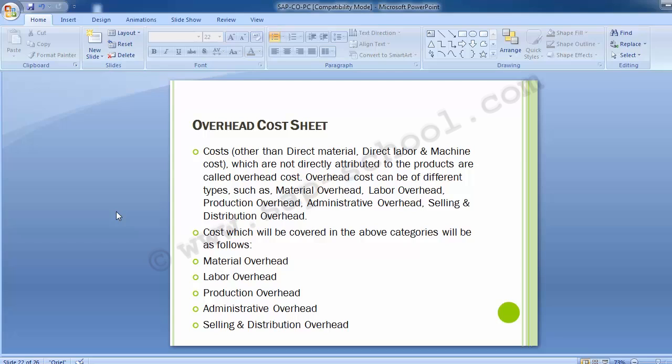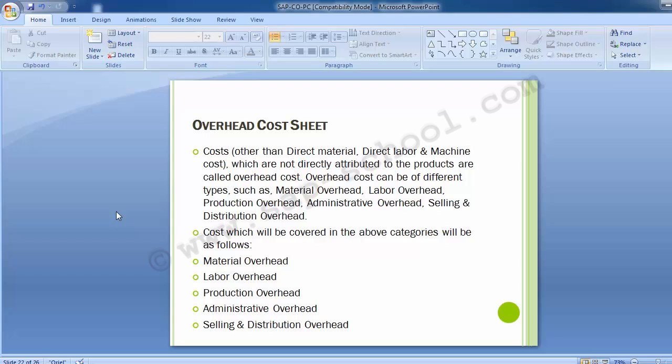That is material overhead. In material overhead, the cost of all the indirect material which will not be captured through the BOM will be taken up in the material overhead part. Whereas in the labor overhead, the cost of all the indirect labor which will not be covered from the routing will be taken in the labor overhead part. Production overhead: other production cost which will not be captured through the prime cost, as well as the material and labor overhead, will be taken up in the production overhead. Whereas the cost of administrative expenses other than the production cost will be taken up in the administrative overhead as a part of indirect expenses, and the selling and distribution overhead includes the cost of selling and distribution expenses.